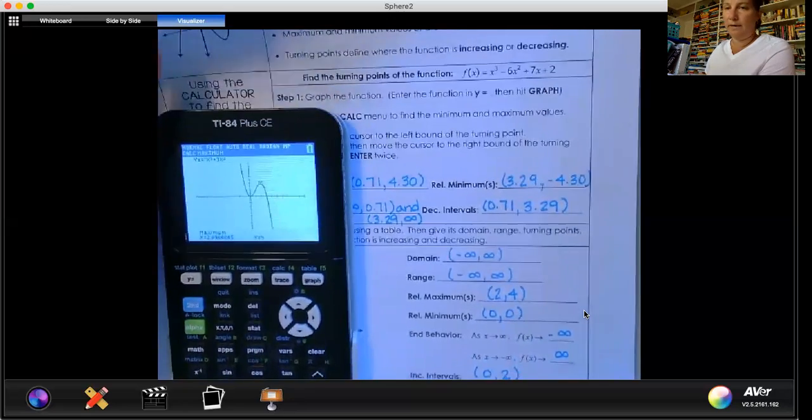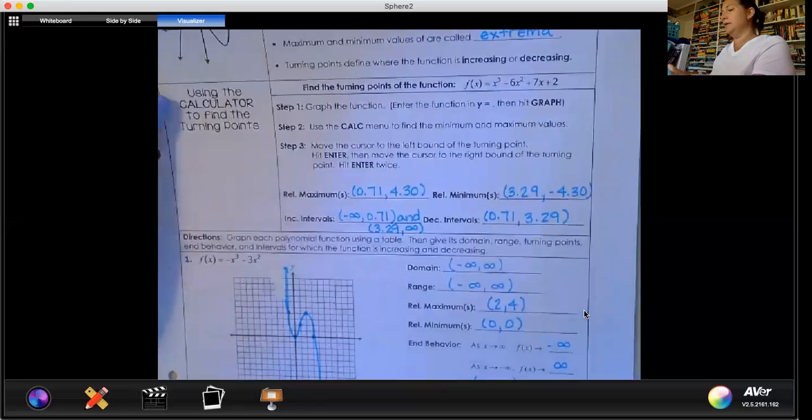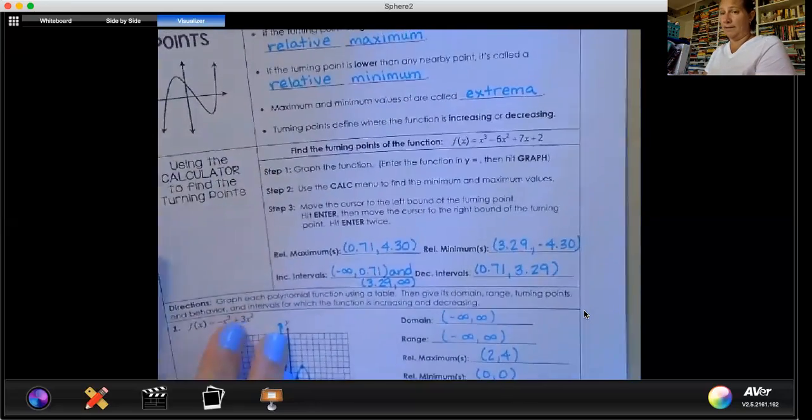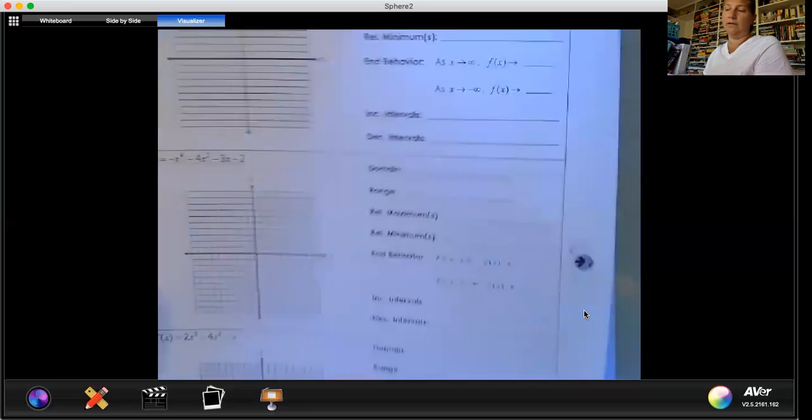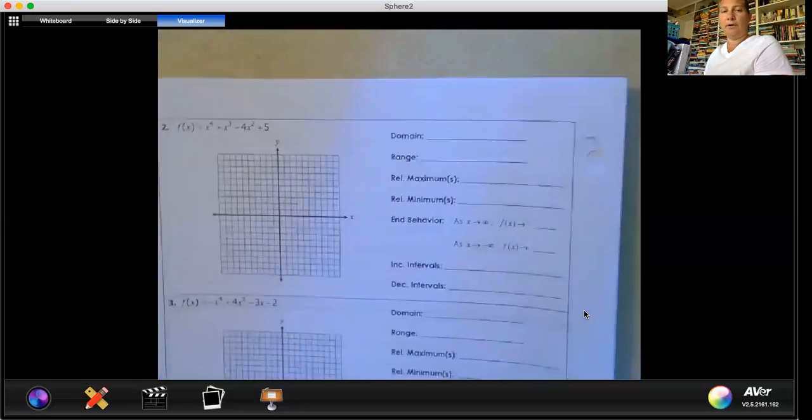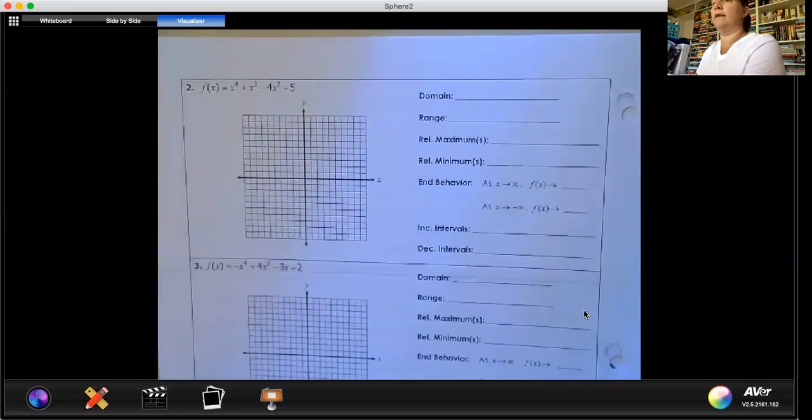Just remember, you're reading your graph from left to right. Where it goes up has a positive slope, it's increasing. Where it goes down with a negative slope, it is decreasing. We're going to do number 2 together, and then I'm going to let you guys work on 3 and 4.